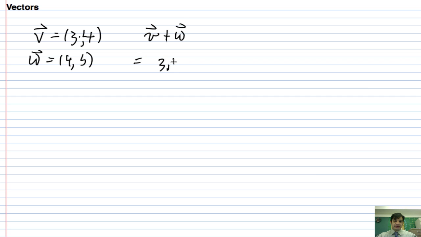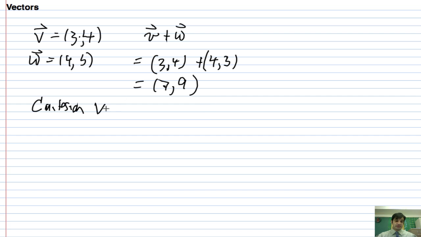I will add them like 3, 4 plus 4, 5. I will add up the x coordinates, so 3 plus 4 is 7, and then I add up the y coordinates, and that's 7, 9. That's actually the way to do it for Cartesian vectors. So this is Cartesian vector addition. Okay, so this is pretty straightforward. I'm just forcing you to learn some math that we're going to be using in the physics class.